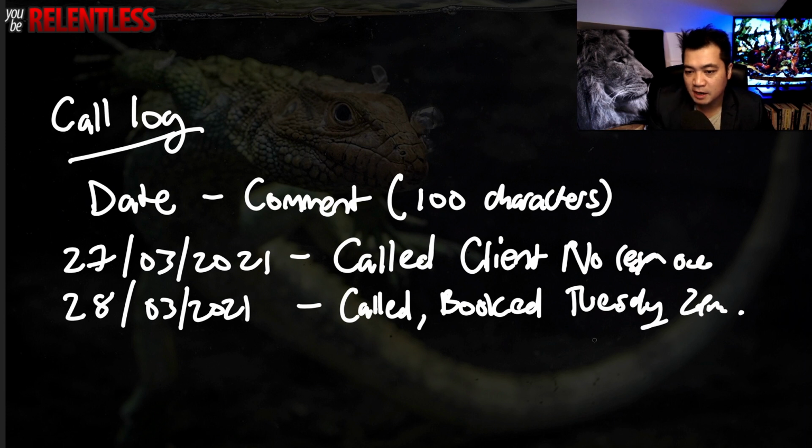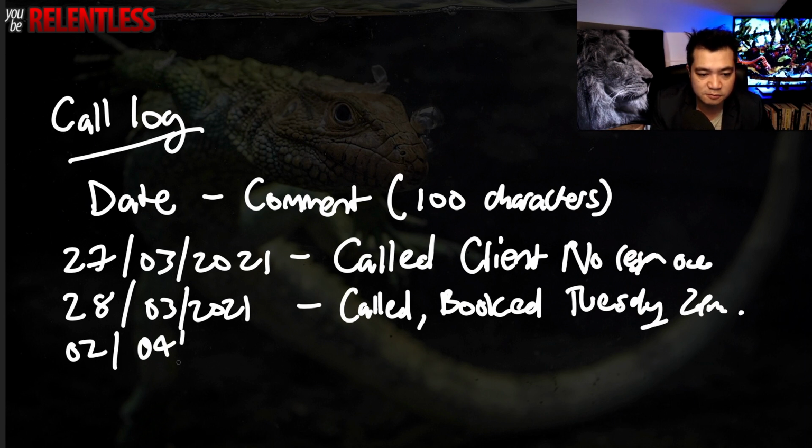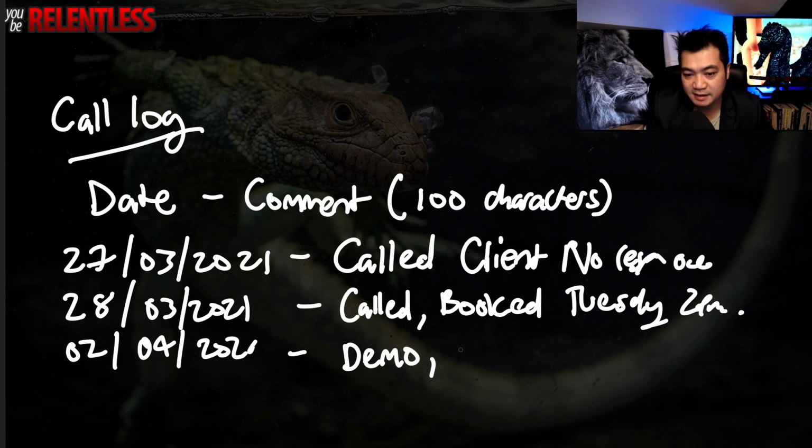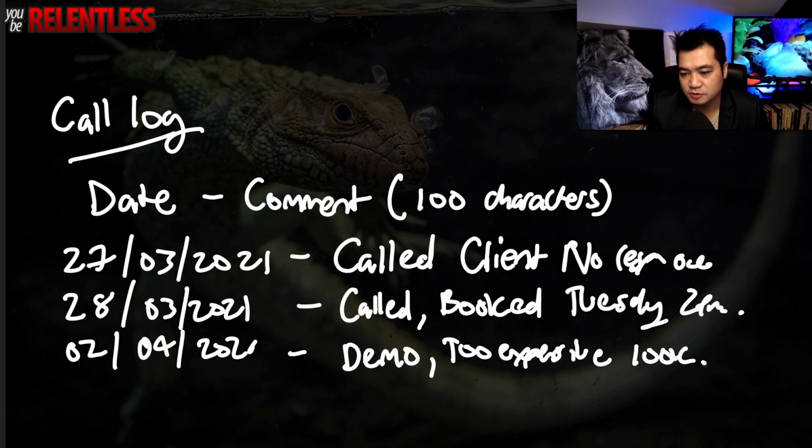comes around, I call them up, and then we do the demonstration and everything goes okay, but they're negotiating, they want to talk about the budget and so forth. So therefore on the 2nd of the 4th, because it's a Tuesday now, I'm just assuming it's the 2nd, we did the demo. So I did the demo, and then too expensive. So you get the idea, it's 100k. Too expensive, 100k. The range was 50k.